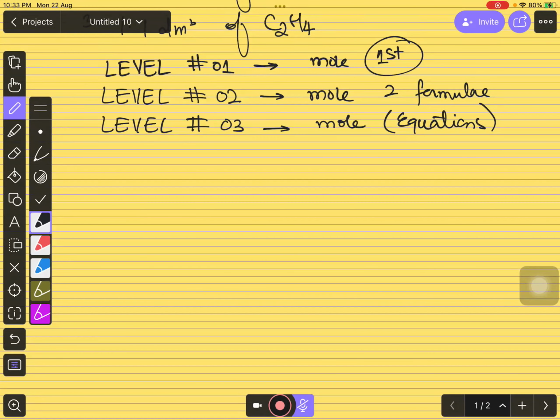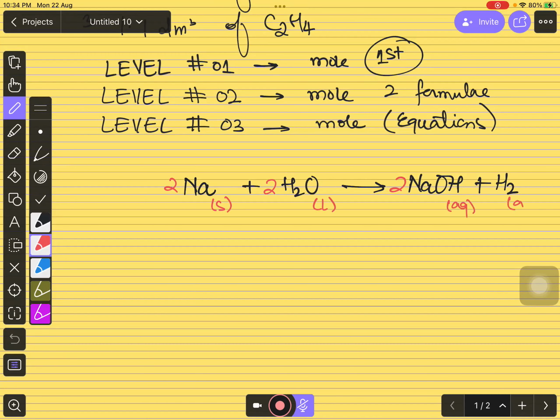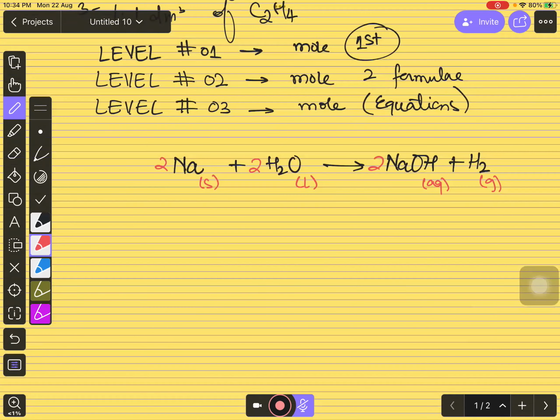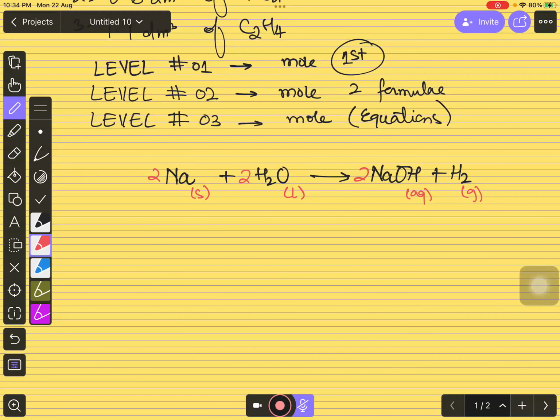So for example, if a question is over here, sodium is added to the water, right, and it forms what? Sodium hydroxide and hydrogen gas, right? And for the balancing, we know that for 2 over here, 2 over here, 2 over here, it is a balanced equation, right? And sodium is metal, so it is solid, water is liquid, and sodium hydroxide is soluble in water, so aqueous, and hydrogen is gaseous. So this is actually the equation over here.